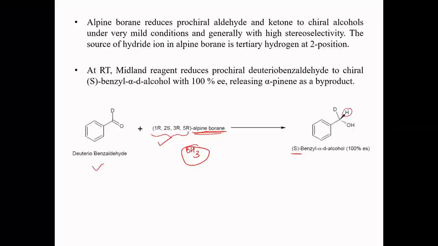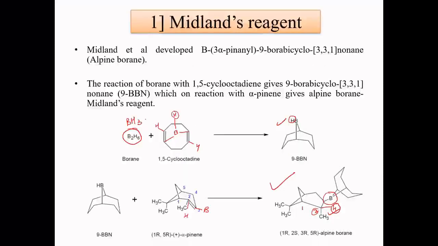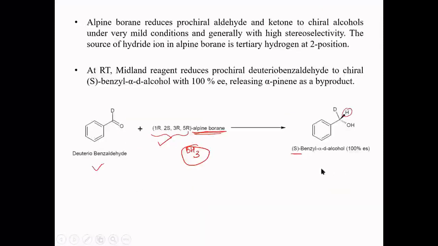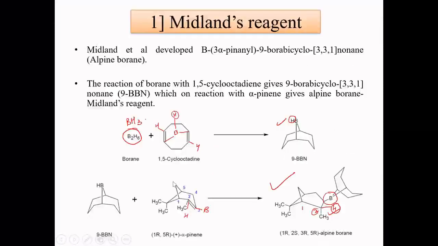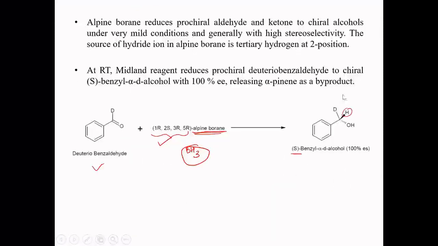If I used the other reagent, instead of this 1R and 5R, if I use 1S and 5S, what is the product expected here? You will get R benzyl alcohol with 100% enantiomeric excess. So which ligand you use to make the reagent matters. The ligand we used to make this reagent, alpha pinene, its stereochemistry decided which product formed. So if its stereochemistry is made opposite, the product formed will also be opposite.